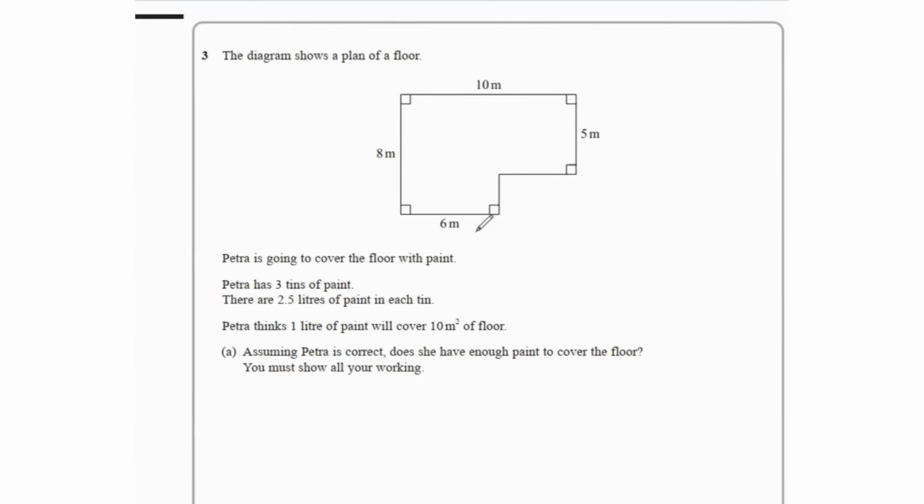If 1 tin has 2.5 liters of paint, 3 tins will have 3 times 2.5, which is 7.5 liters. Now, 1 liter will cover 10 meters squared. So 7.5 liters will cover 7.5 times 10, and that is 75 meters squared. This is the amount of paint. This is the amount of area the paint will cover.